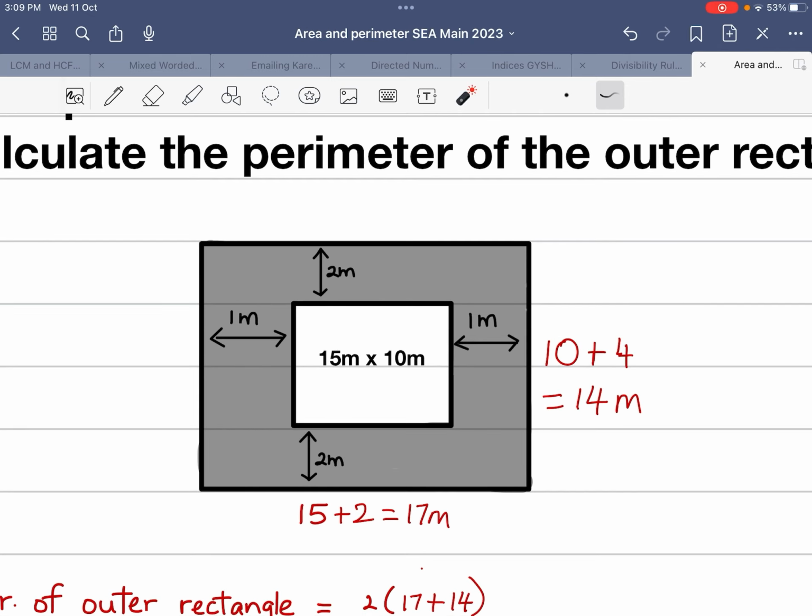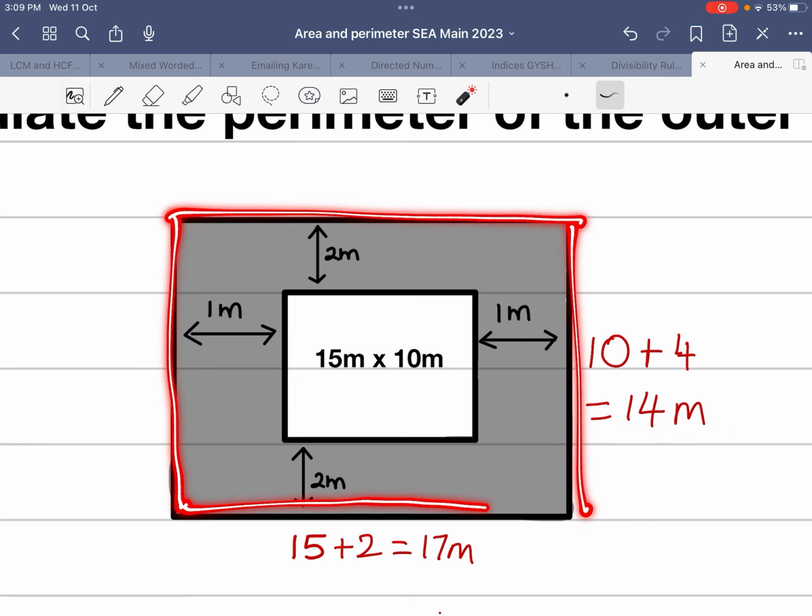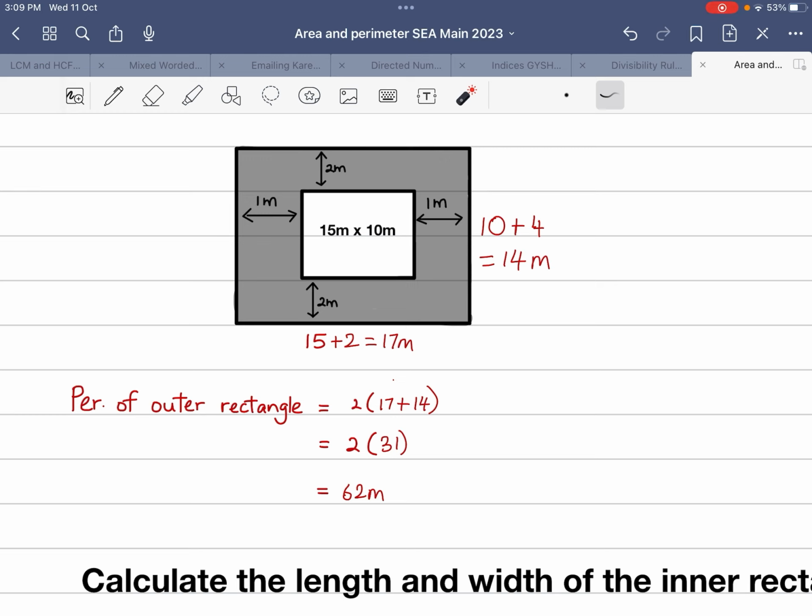So now that we have the length and the width, we can determine the perimeter. So 14 plus 14 plus 17 plus 17. 2 17s are 34 and 2 14s are 28. When we add these together, 17 and 14 is 31. 2 times 31 is 62.